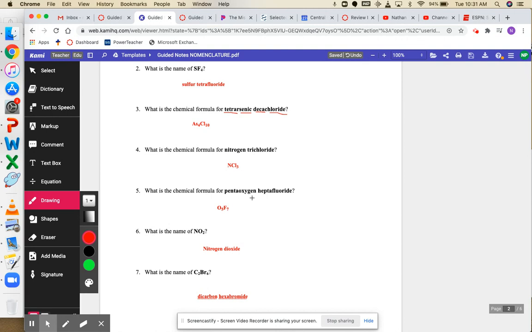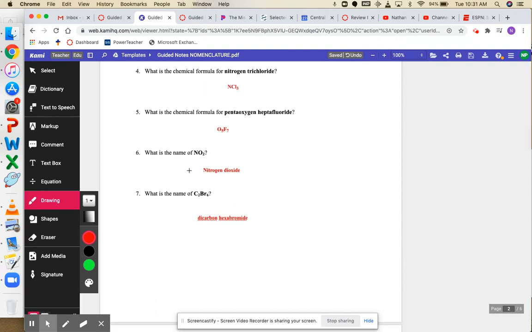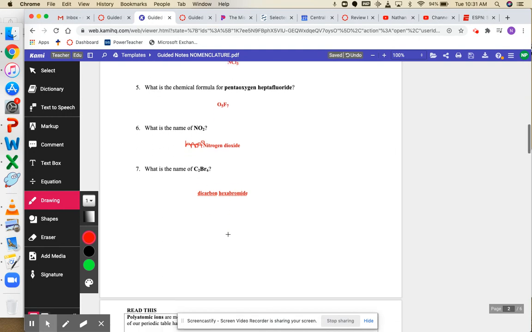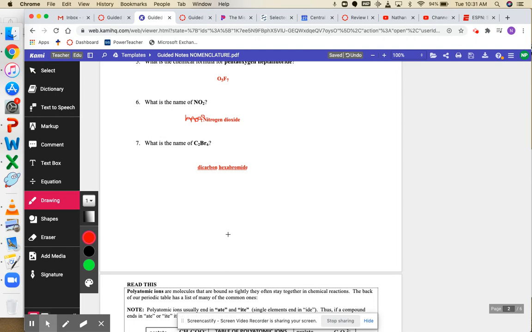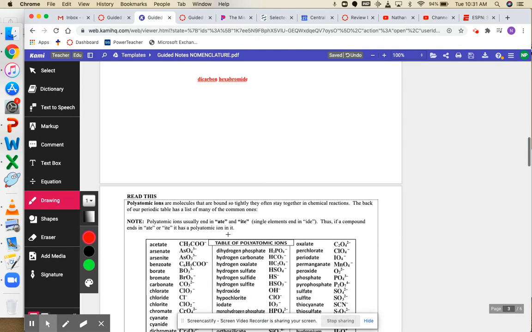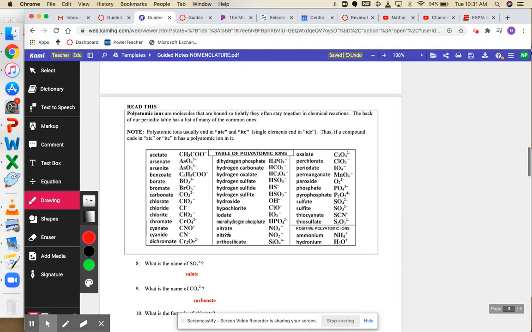Pentaoxygen, don't switch. O5, heptafluoride, F7, and then the only exception is that we don't write the first mono. This should be mononitrogen dioxide. We take that first mono out. It is nitrogen dioxide. Dicarbon hexabromide, so on and so forth. So covalent nomenclature, use those prefixes, don't switch.